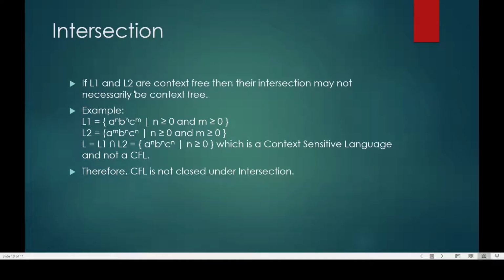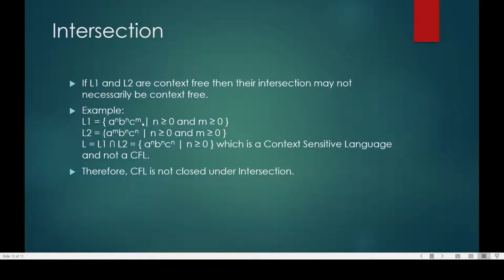So now we come to intersection. We already know that intersection is not closed. So if L1 and L2 are context free, then their intersection may not necessarily be context free. To prove that an operator is not closed, we just need to find a single example that disproves it. So here is one such example.